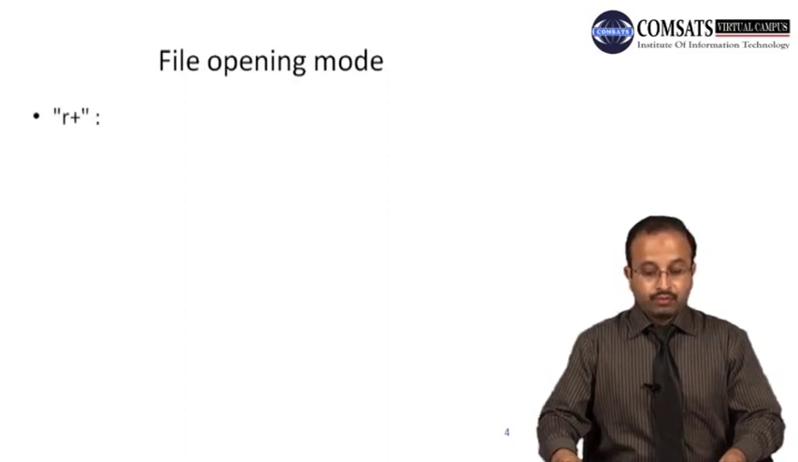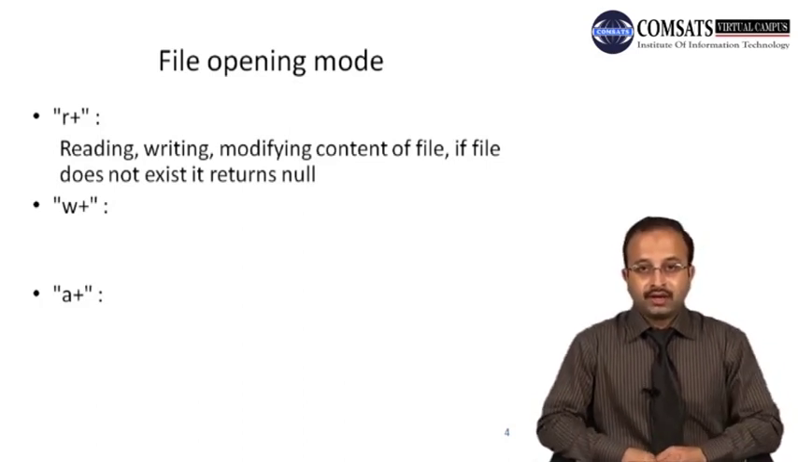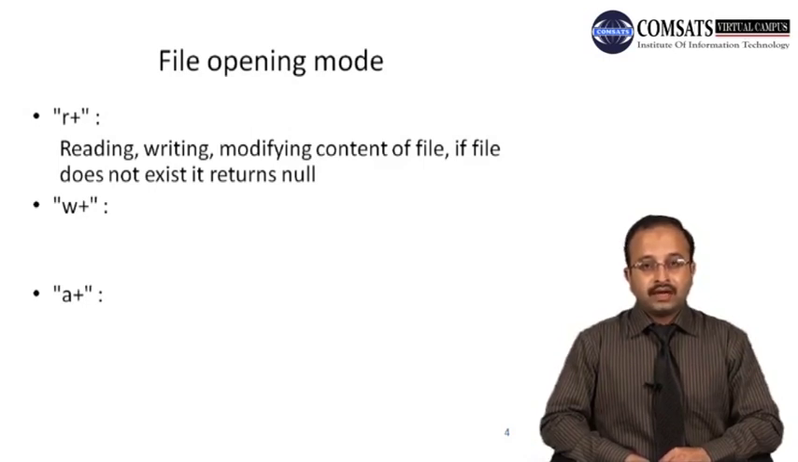So the fourth mode is R plus mode, and then W plus mode and A plus mode. In the previous lecture we have seen R mode, W mode and A mode. Now this is R plus mode. So reading, writing, modify content of the file. R plus mode says you can read the file content, you can write the new file content, you can modify the existing content, and if the file does not exist it returns null. That means it won't create a new file, and if the file exists the file pointer points to the beginning of the file or beginning of the buffer that is allocated for that file in the RAM.